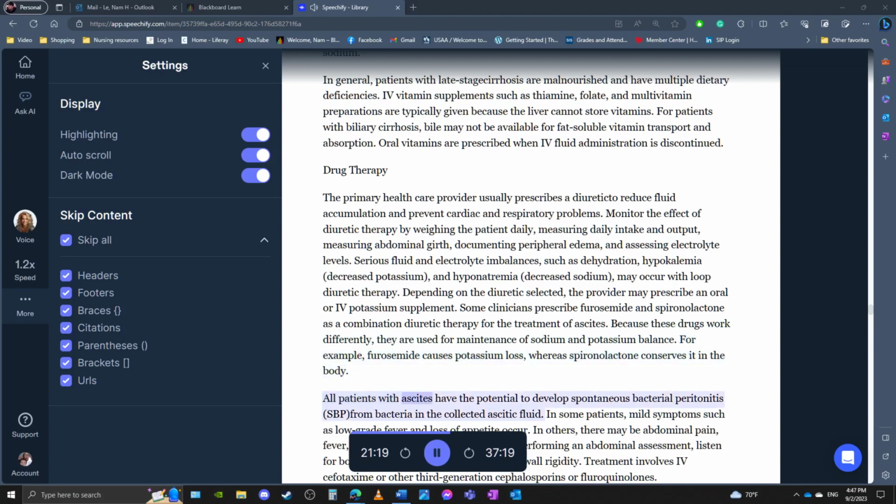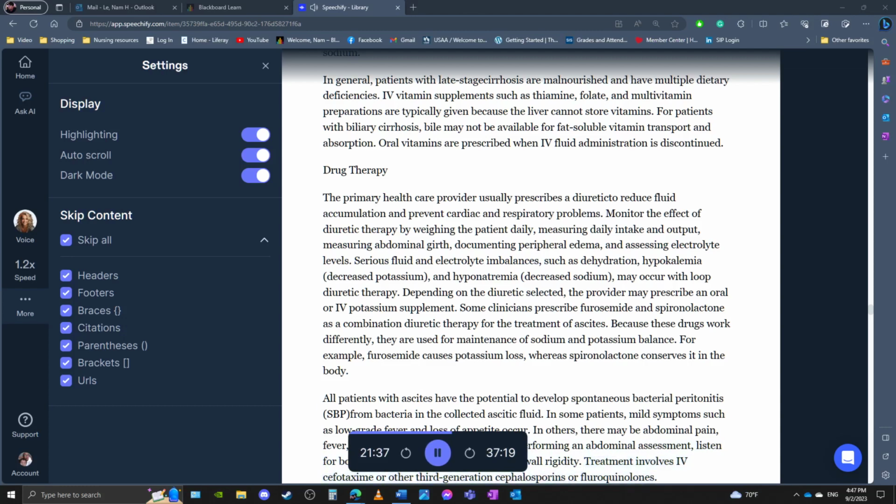All patients with ascites have the potential to develop spontaneous bacterial peritonitis from bacteria in the collected acidic fluid. In some patients, mild symptoms such as low-grade fever and loss of appetite occur. In others, there may be abdominal pain, fever, and change in mental status. When performing an abdominal assessment, listen for bowel sounds and assess for abdominal wall rigidity. Treatment involves cefotaxime or other third-generation cephalosporins or fluoroquinolones.